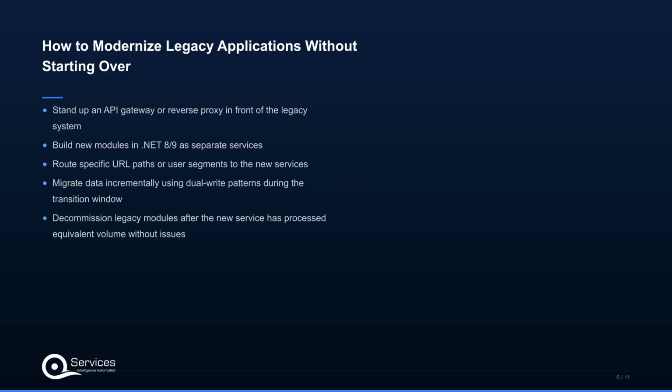Let's talk about how to modernize legacy applications without starting over. Most enterprise application work in 2025 and 2026 is modernization, not greenfield development. Organizations running .NET Framework 4.5 through 4.8 face a real problem. Those applications cannot run on Linux containers, cannot benefit from .NET 9 performance gains, and are increasingly difficult to hire .NET developers for. Legacy app modernization almost never requires a full rewrite.